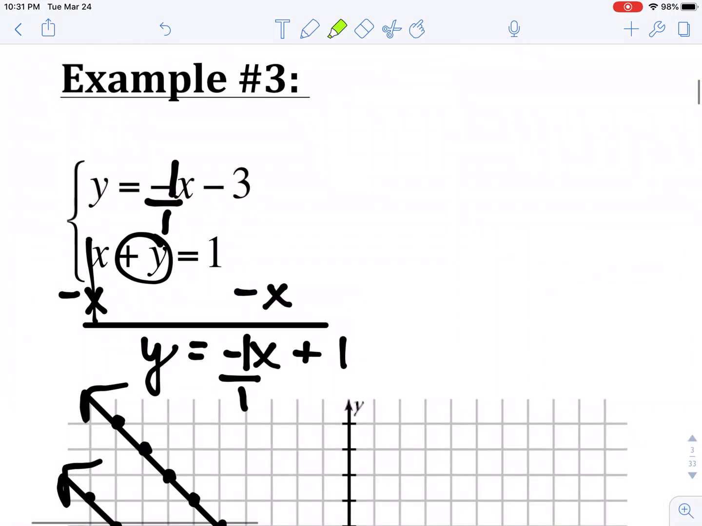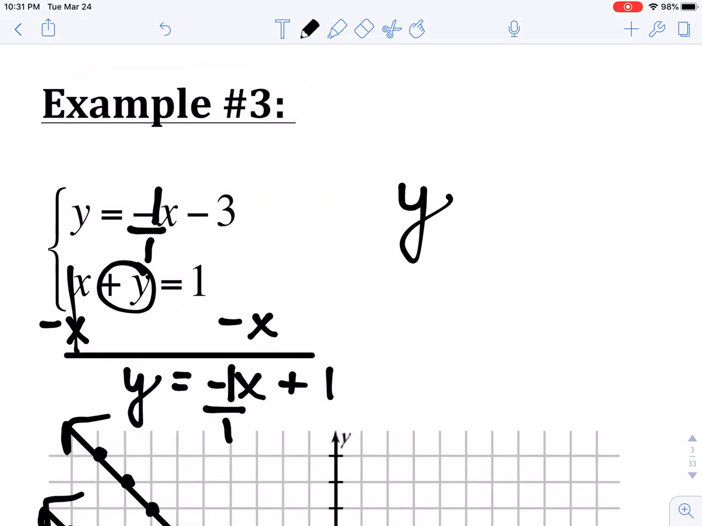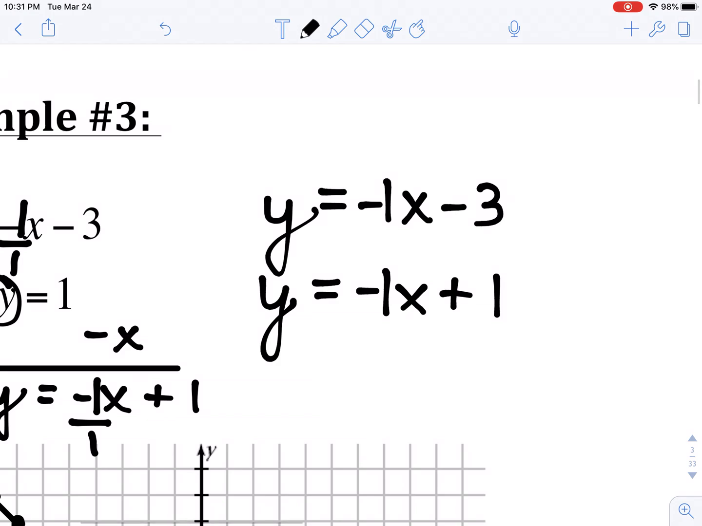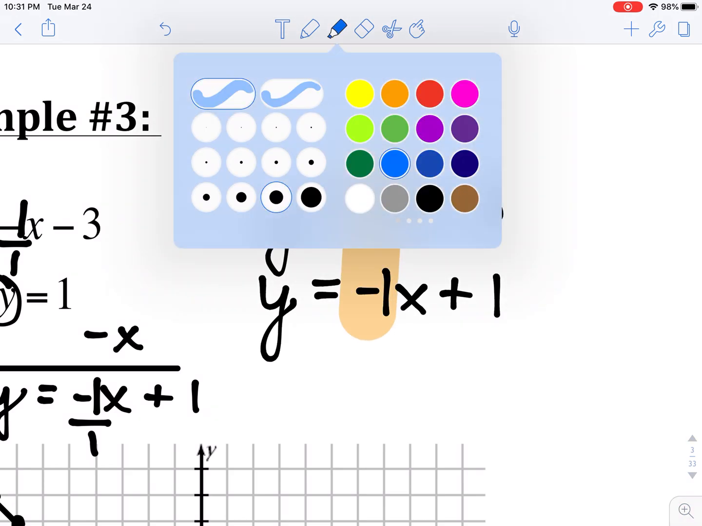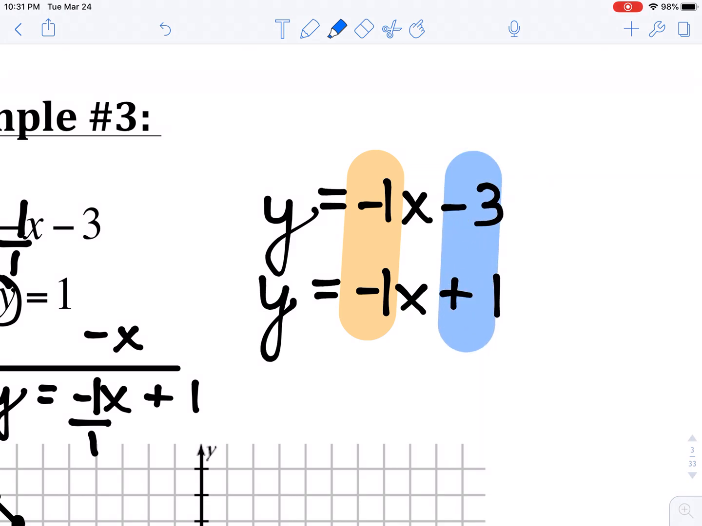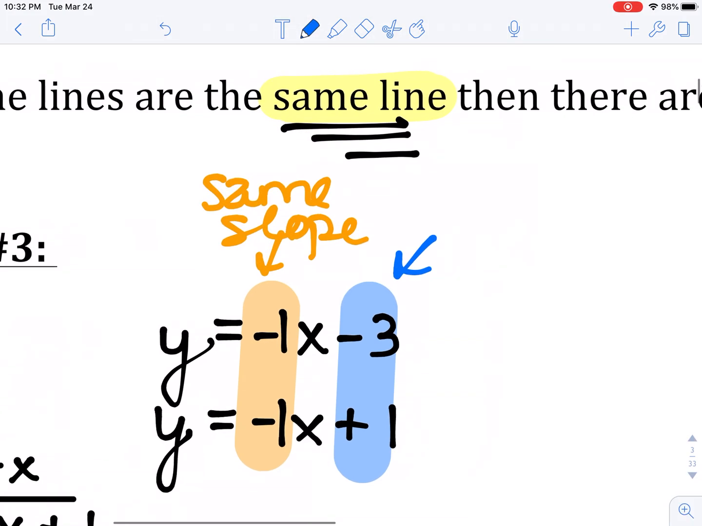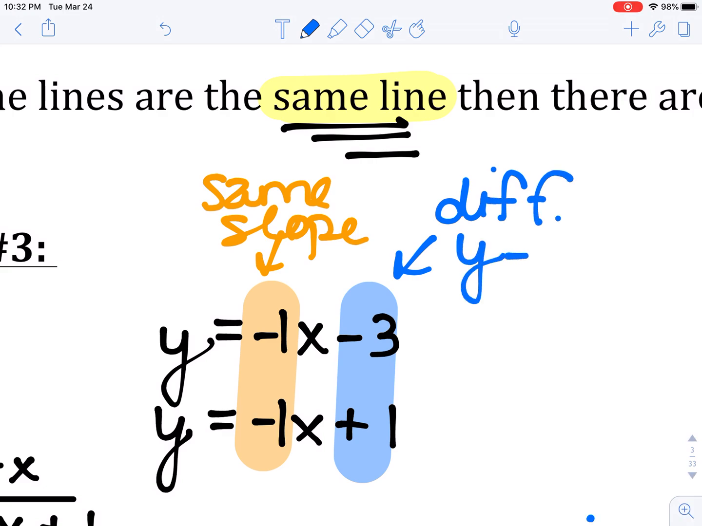Okay, re-examining this system that we had, y equals negative 1x minus 3 versus y equals negative 1x plus 1. Okay, in this case, we have the same slope, but different y-intercepts. When that ends up being the case, when the slope is the same but the y-intercepts are different, that tells us automatically the lines are going to be parallel.